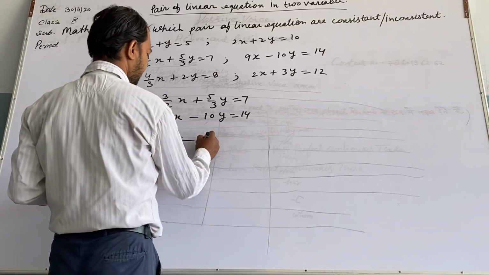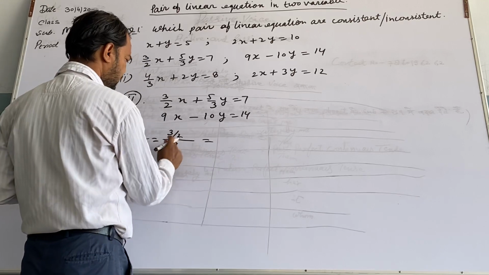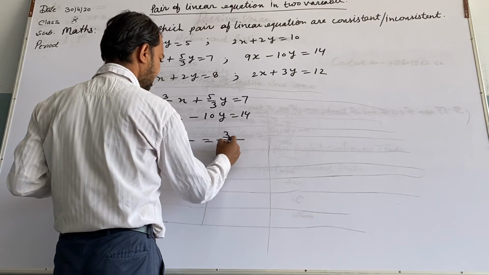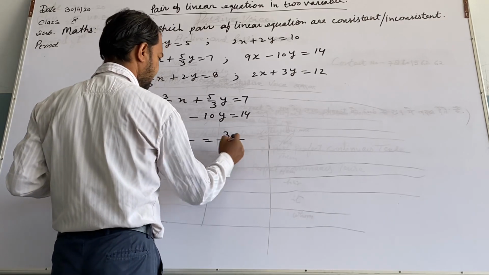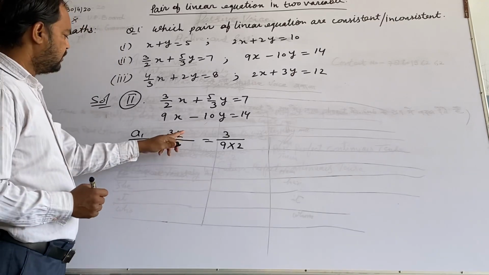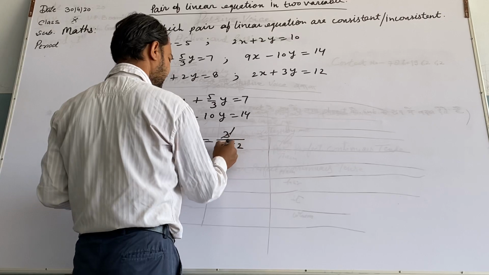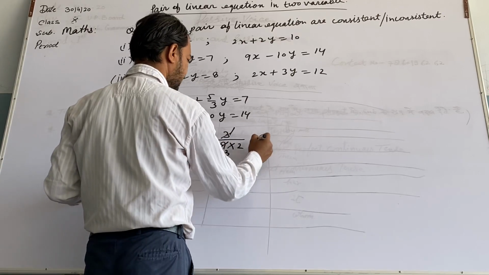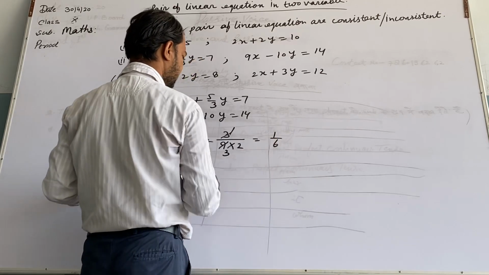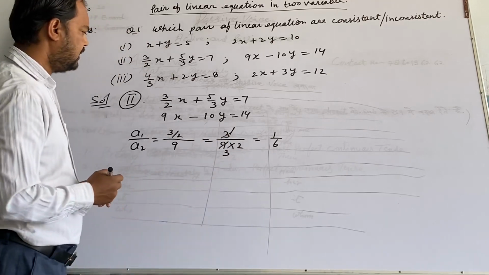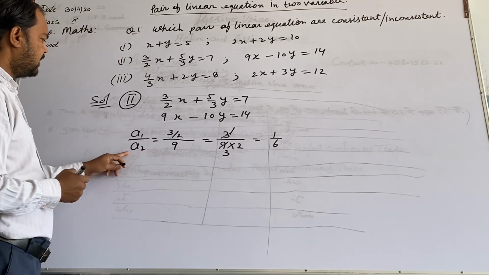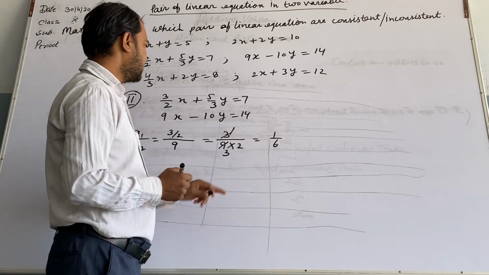Now you can write 2. This 2 will come in the denominator like this, and this 2 will multiply here. So now you can cancel here. This is 1 upon 6: 3 ones are 3, 3 threes are 9, 3 twos are 6. Now a1 upon a2 gets 1 upon 6.